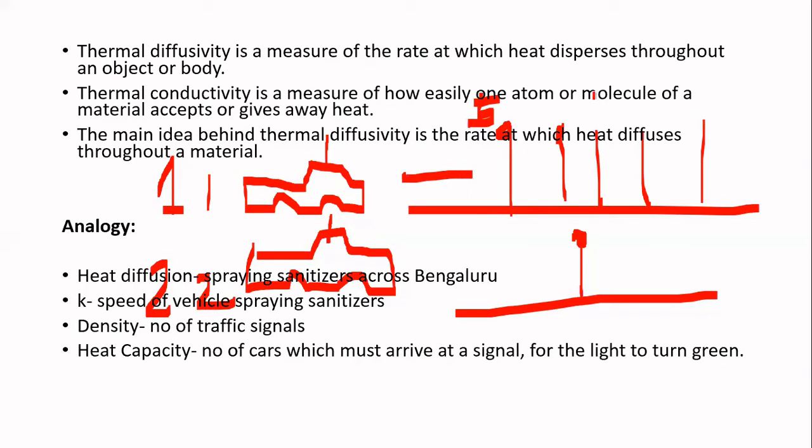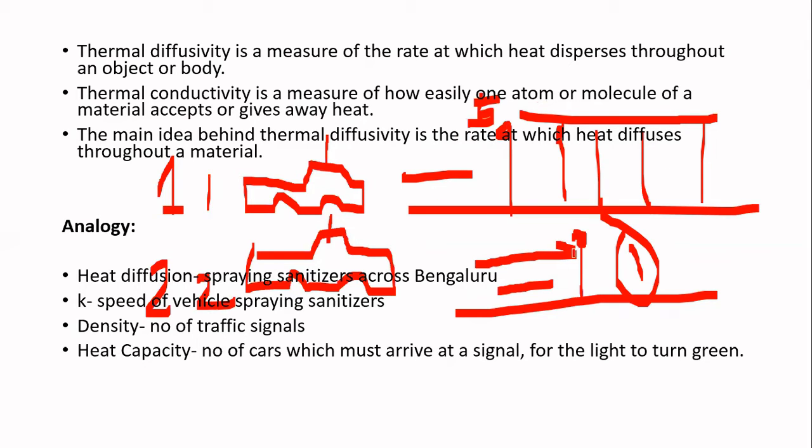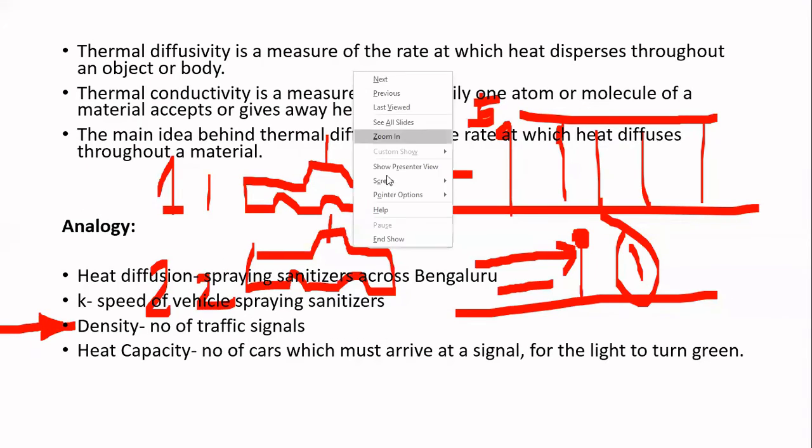The first car is going to stop 5 times. The second car is going to stop only once. For the first car, there was a lot of hindrance for travel. For the second car, there is very little hindrance for traveling. So we can say that in the second case, where the hindrance is low, where the number of traffic signals is low, sanitizer will be spread at a faster rate in the city. Or we can say that when the density of the material is low, heat will be diffused throughout the material at a faster rate. Is this part clear to everyone?